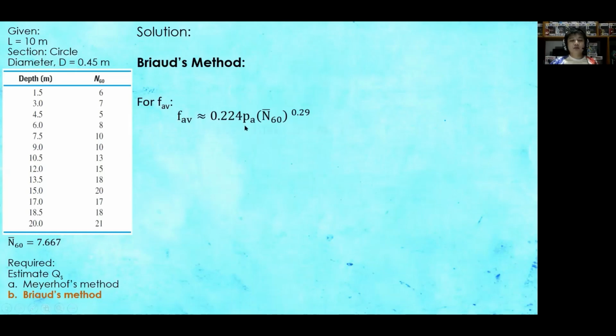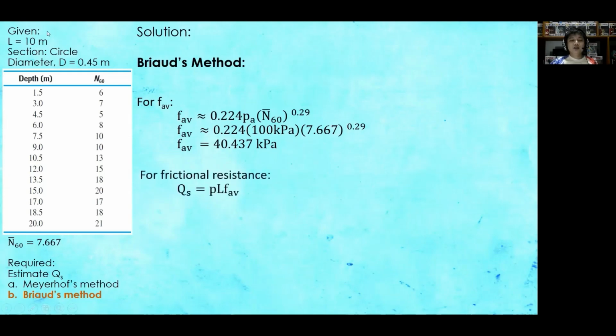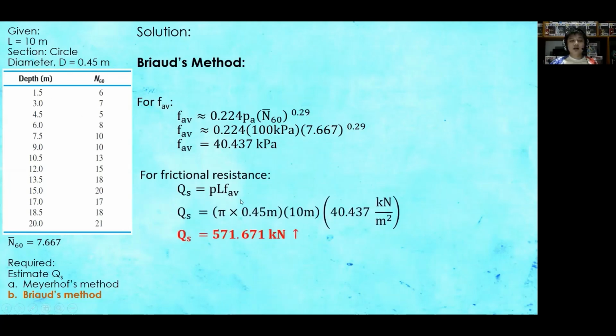On the other hand, for the second method, Broad's method, f sub o is about 0.224 multiplied by PA, that is 100 kilopascals, and multiplied by N60 bar of 7.667 raised to 0.29. f sub o, therefore, is 40.437 kilopascals. If we substitute this into the equation of frictional resistance, we multiply it to the perimeter, again circular, so pi times the diameter, 0.45 meter, then times L, which is 10 meters. Therefore, Q sub S is 571.671 kilonewtons.